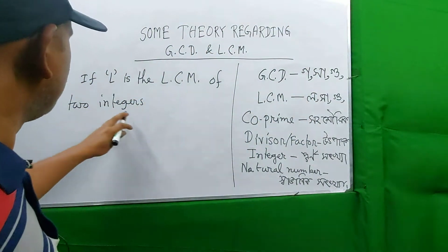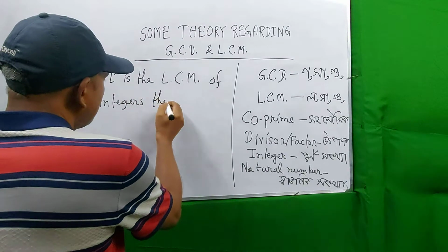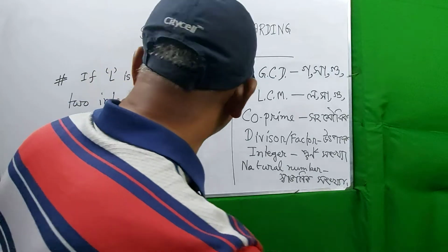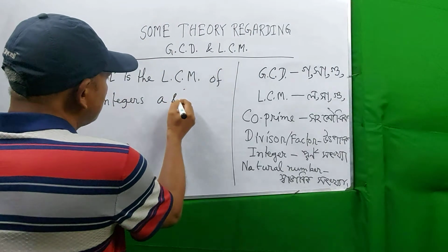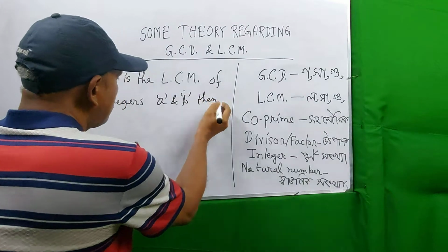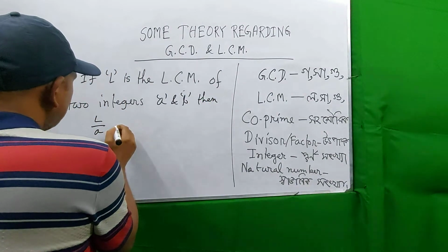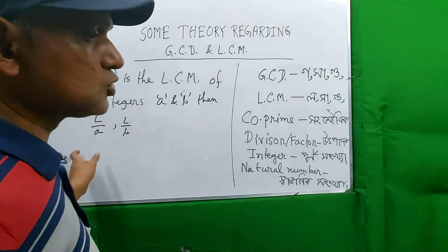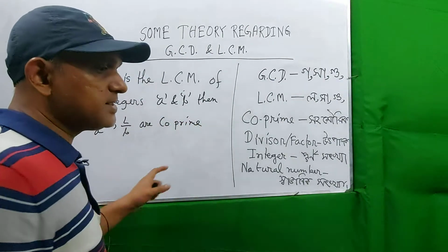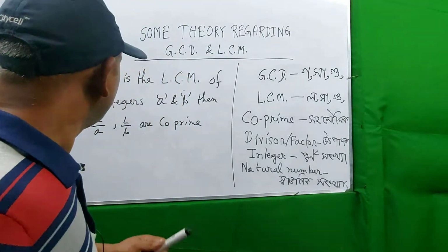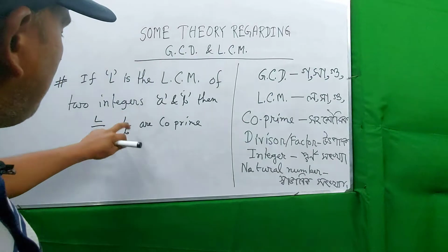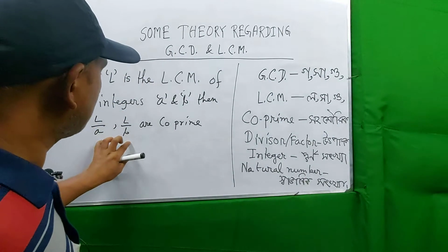If L is the L.C.M of two integers, and we can introduce those integers as a and b, if L is the L.C.M of two integers a and b, then L by a and L by b, these two numbers are co-prime. That is the statement of the second portion of that theorem. If L is the lowest common multiple of two integers a and b, then L by a and L by b must be co-prime.